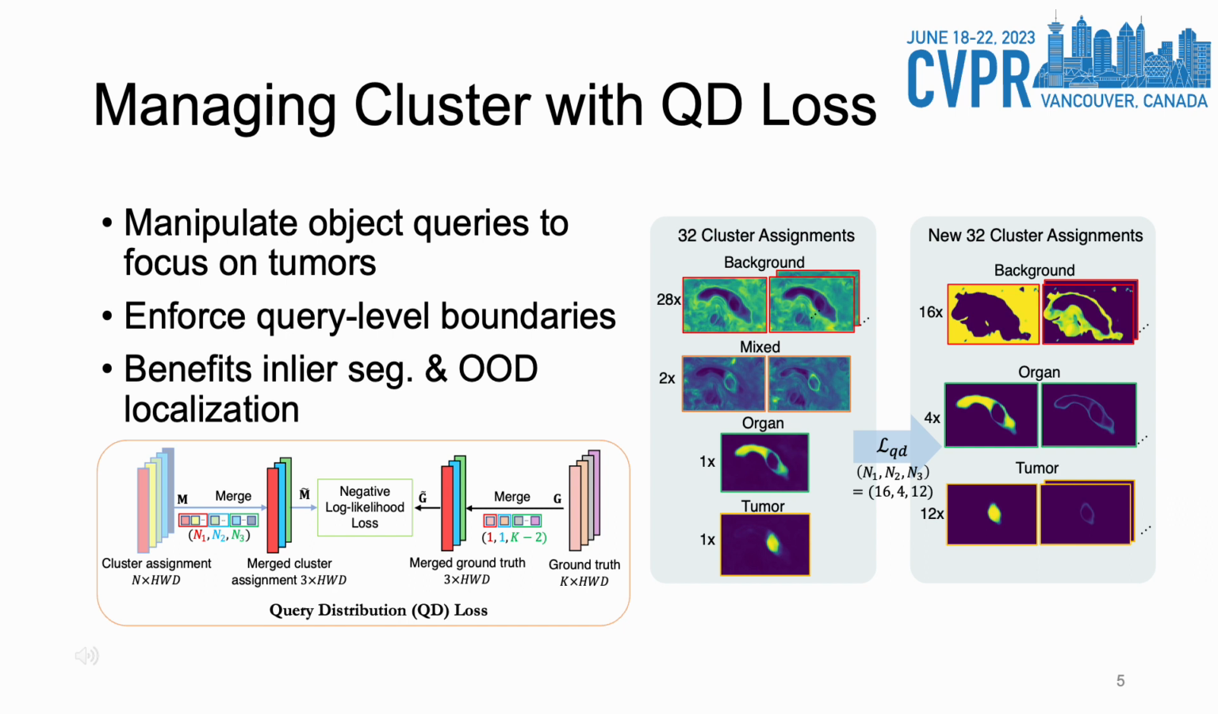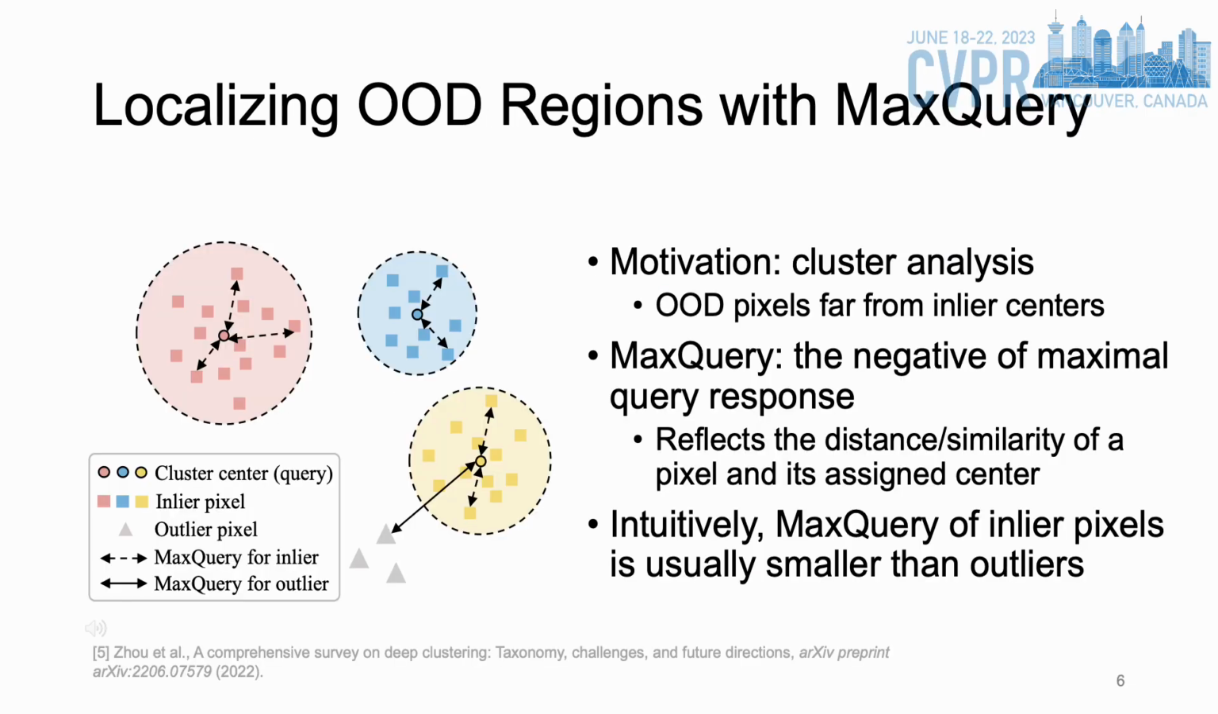This loss is achieved by merging certain channels of cluster assignments and ground truth, followed by computing the negative log likelihood loss. We find this loss benefits both tasks. We propose MaxQuery for OOD localization. Motivated by cluster analysis, OOD pixels should be far from any of the inlier cluster centers. MaxQuery is defined as the negative of the maximal query response, which reflects the distance of a pixel and its assigned center.